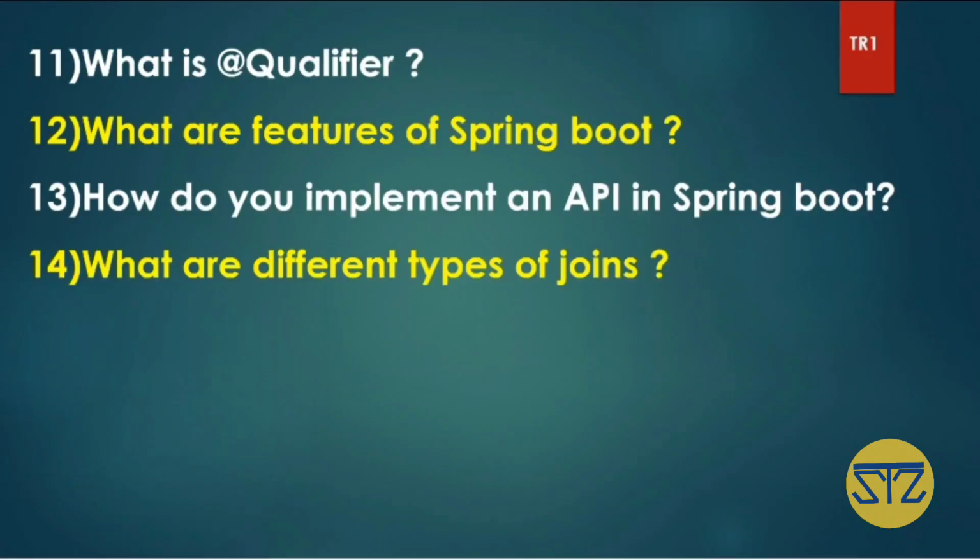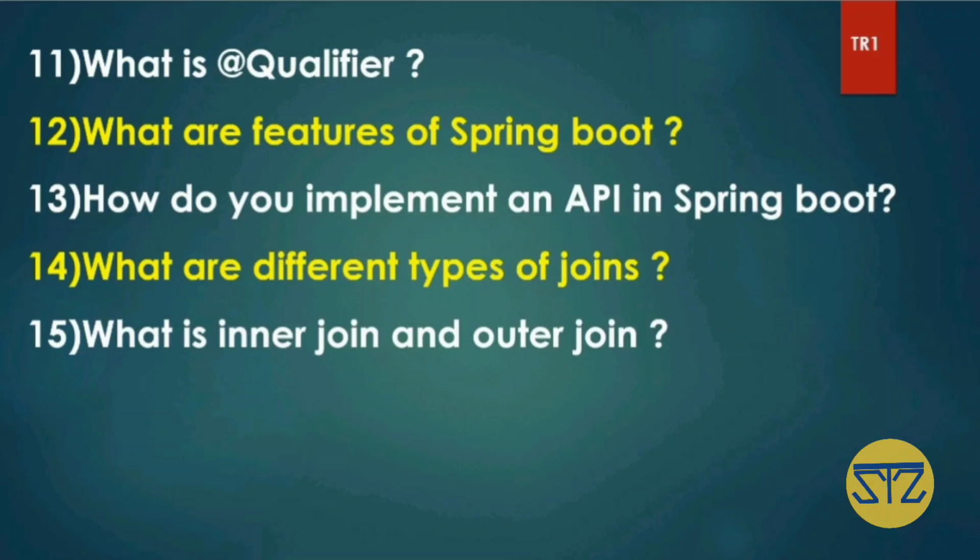Next question is what are the different types of joins? So the answer is we have inner join, left join, right join and full join. The next question is what is inner join and outer join? The inner join keyword selects all rows from both the tables as long as the condition is satisfied, and this keyword will create the result set by combining all rows from both the tables where the condition is satisfied, that is, the value of the common field will be the same.